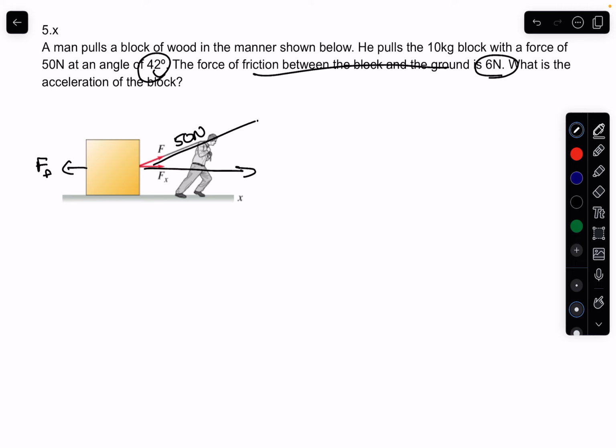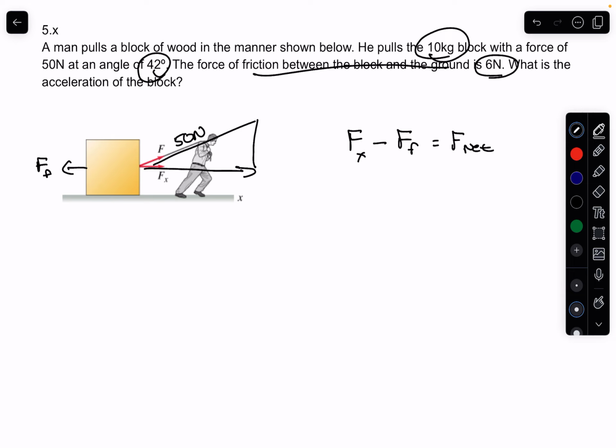And so if we were to extend our triangle right here, it's really going to be the force of the x to the right minus the force of friction will be your net force. And then you know the mass of the block is 10 kilograms. And so you can then solve the problem that way.